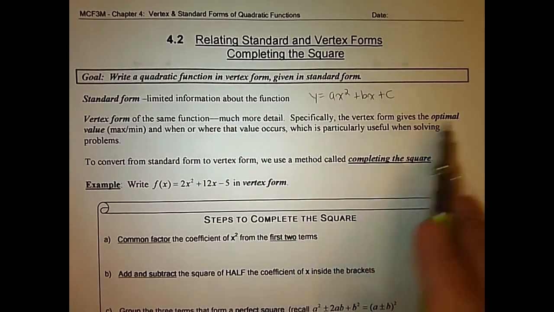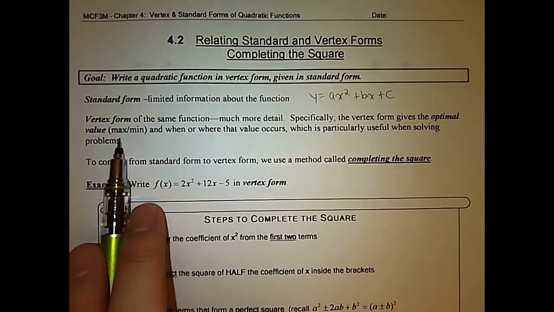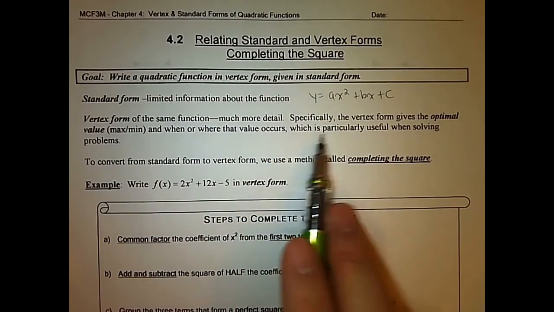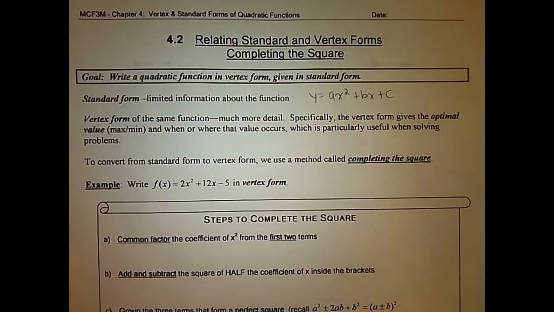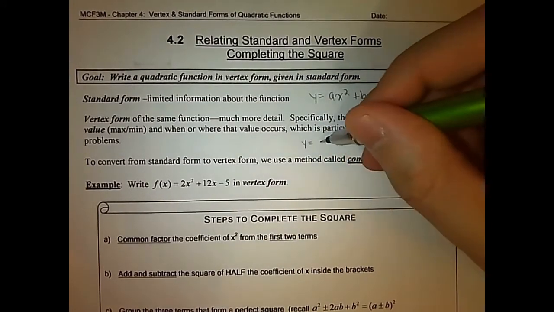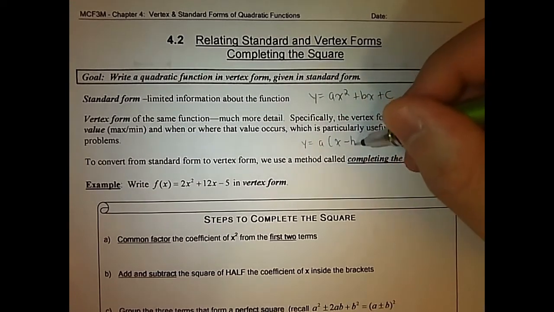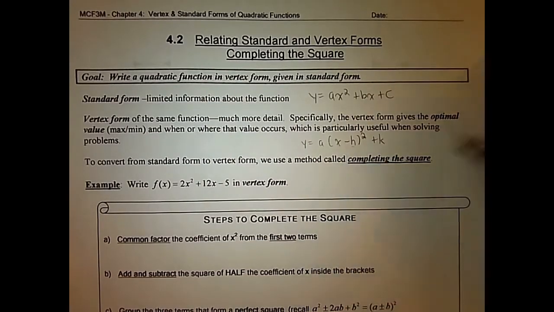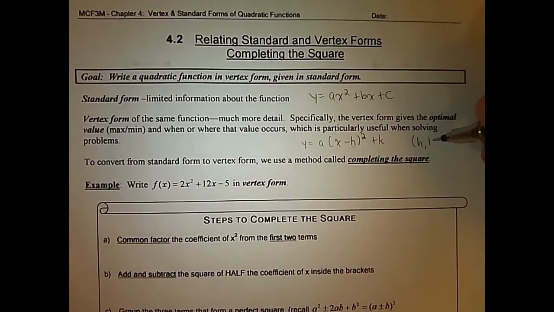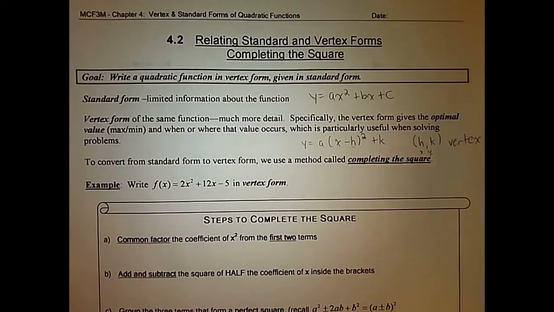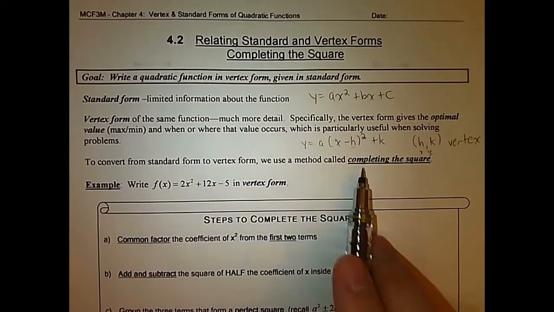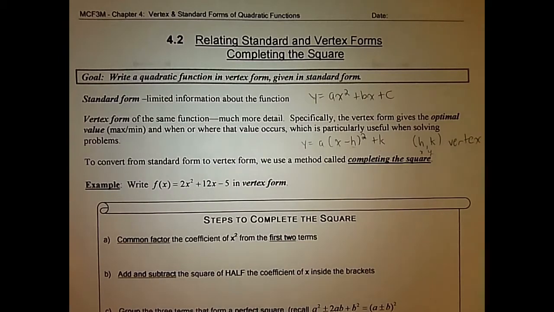The vertex form gives us the optimal value, which is the max or min value, also the vertex, and when or where that value occurs, which is particularly useful when solving problems. So remember, our vertex form is this. Where h and k represent the x and the y of the vertex. So to convert from standard form to vertex form, we use a method called completing the square, which we're going to learn about right now.